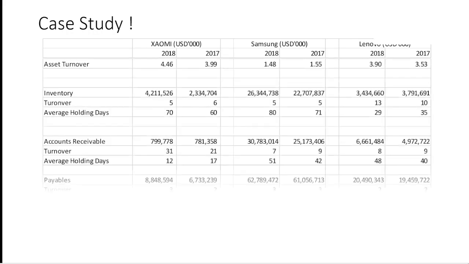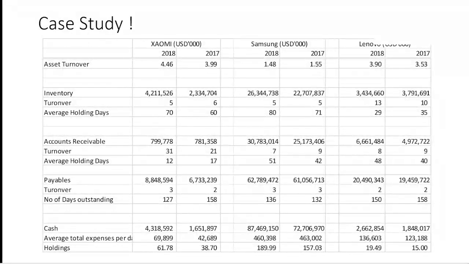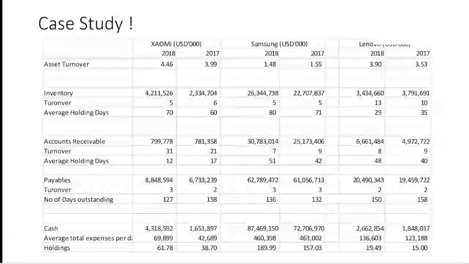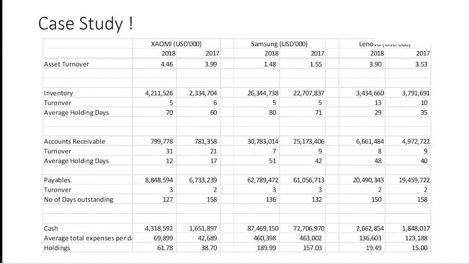That's one way. So let's look at the three companies which we looked at in our previous example, Xiaomi, Samsung, and Lenovo, and let's look at their ratios for the ones that we have discussed. The asset turnover for Xiaomi is 4.46, which means for every dollar invested, they are making $4 in a year. For Samsung it is 1.48, which means they are only generating $1.48 for every $1 invested. Lenovo is 3.9, so Lenovo and Xiaomi are pretty much the same. Samsung is a bit losing on that ground.